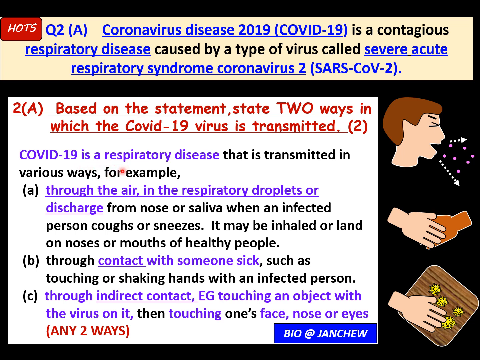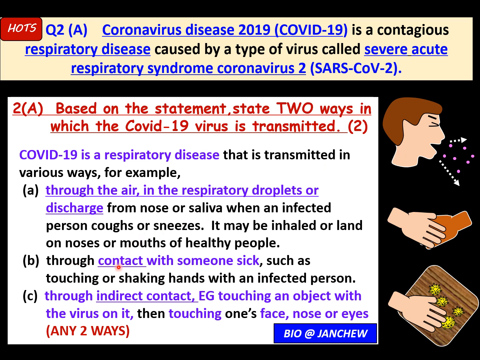COVID-19 is a respiratory disease that is transmitted in various ways, for example, through the air, in the respiratory droplets or discharge from the nose or saliva when an infected person coughs or sneezes. It may be inhaled or land on the noses or mouths of healthy people. For example, when a person who is infected with the COVID-19 disease were to cough or sneeze, he will expel the respiratory droplets through his nose or the saliva through his mouth, and these droplets will contain the coronavirus. So these droplets may be airborne for a while, and some of it may land on people. So if it is inhaled by healthy people or lands on the noses or mouths of healthy people, it can infect them.